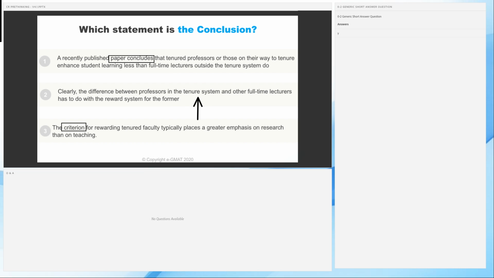Okay. Is that clear? I want to see a few more yeses, please. Again, the main conclusion is always by the author of the argument, and it's the idea that the author wants to promote.